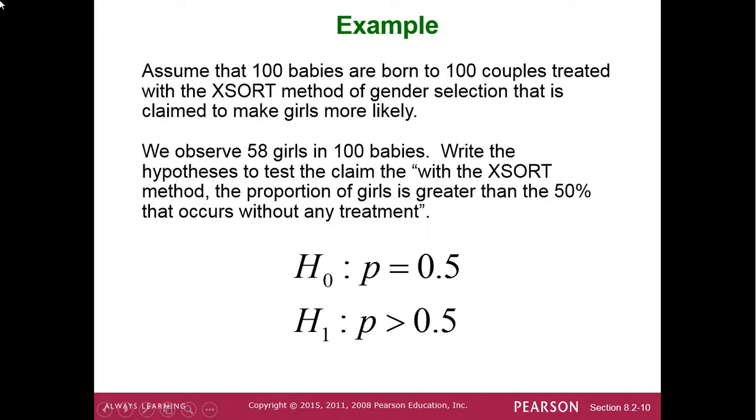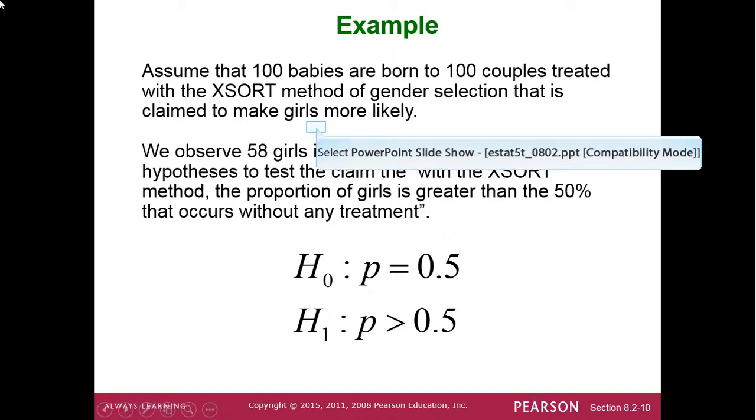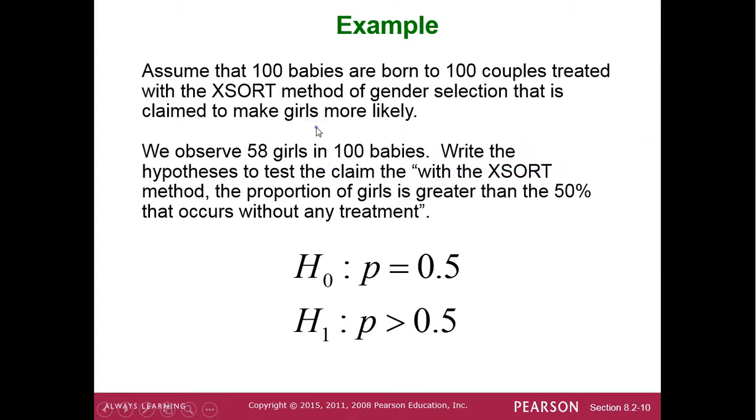There's an XSort method of gender selection being used, and couples are going to try this method out. So 100 couples have 100 babies, and we find that there are 58 girls in those 100 births. So we want to test to see if the proportion of girls is greater than 50%. How would we write it? H sub 0, p equals 0.5. H sub 1, p is greater than 0.5, because the claim is that the proportion is greater.